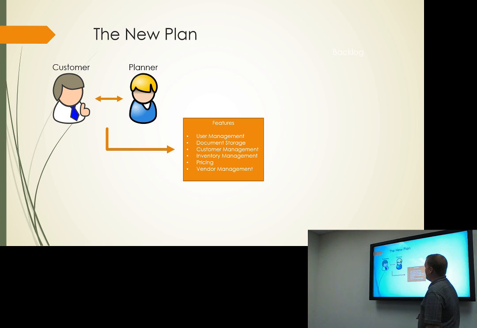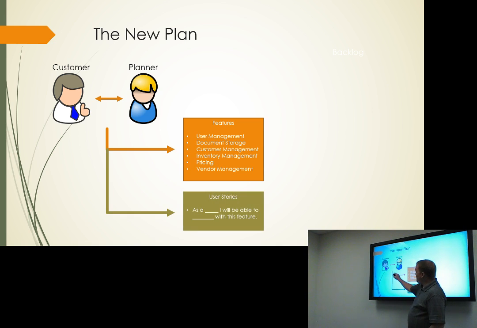What does the customer want in my application? Let's say, for example, we come up with user management, document storage, customer management, inventory management, pricing, and vendor management. These are all features that they said they want in the application. From this discussion, you're creating user stories about each one of these features. Who are the different individuals that are going to be using them? Let's say one of them is a manager. As a manager, I will be able to use the user management section to add, remove and update users from the system. That's what you're doing with your user stories: as a particular type of person, I will be able to do this with that particular feature.